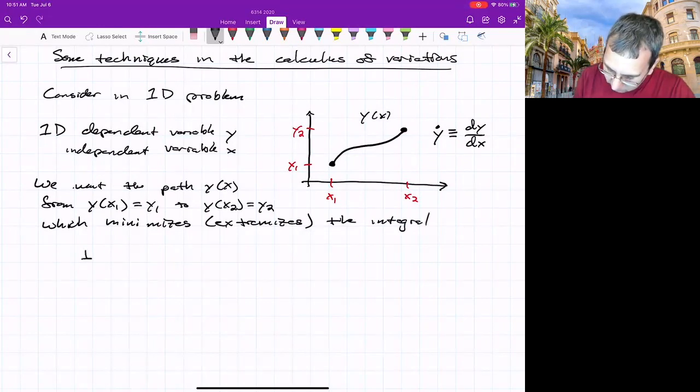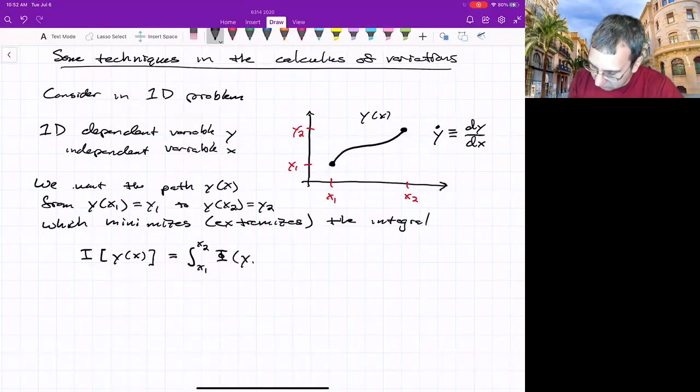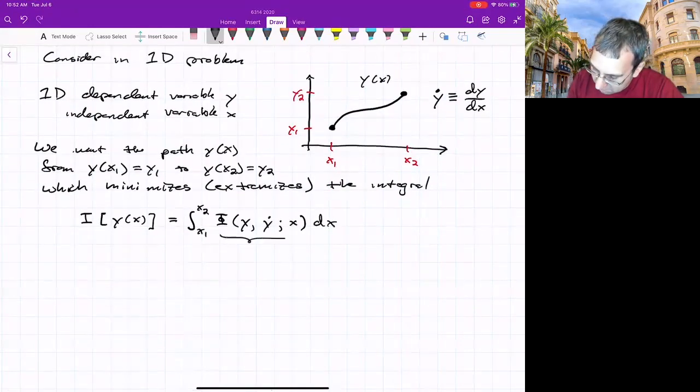The integral, we'll write it in a similar way, but I'll use the symbol I instead of S. I is a functional, meaning it takes in the function y of x and it spits out a number. And the way it spits out that number is through taking the integral. So we integrate from x1 to x2, and I'll write the integrand as some function capital phi. That will be a function of y dot, which is just dy dx. And then maybe I'll put a semicolon to say it could possibly be a function of the independent variable x. But we are integrating over that independent variable as well. So this is the function, this is the integrand.